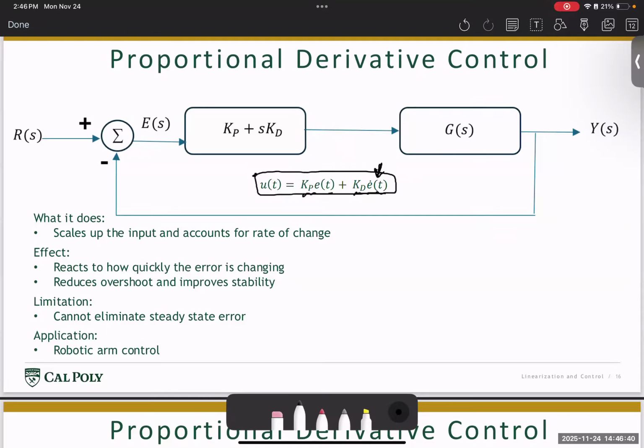But one downside of this system again is that it cannot eliminate steady state error. In other words, if your system does not settle at a final value, let's say you want 5 degrees of pitch and it settles at 4.9, the PD controller can never eliminate that tiny error and actually have the system settle at 5 degrees.